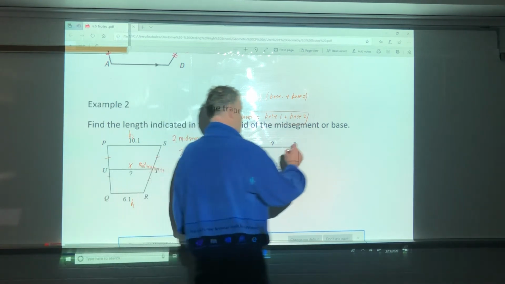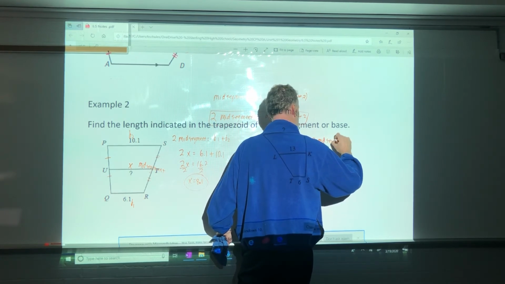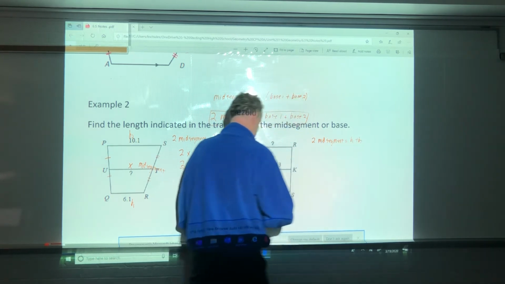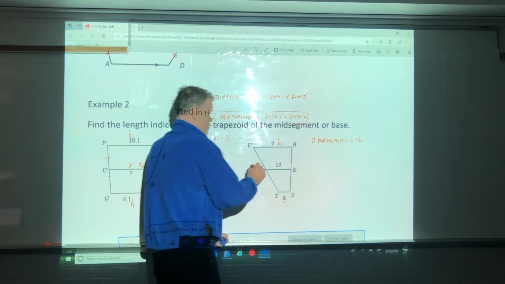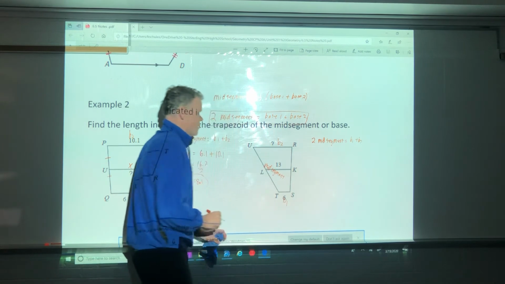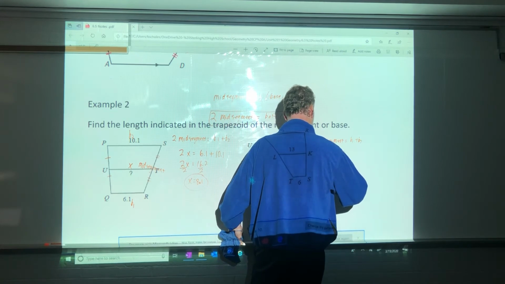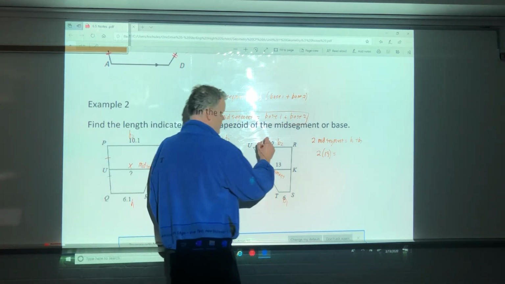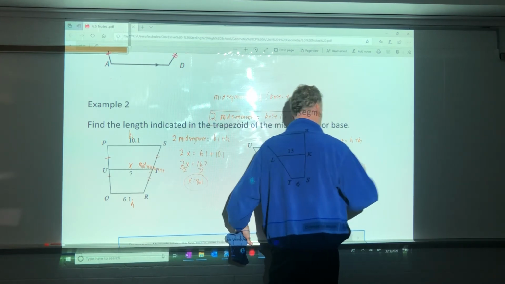2 times my mid-segment equals base 1 plus base 2. I have my base 1 here, my base 2 here, and this is my mid-segment right here. So 2 times 13 is going to equal, here we'll call this x, if it's an unknown, we'll call it x, x plus 6.